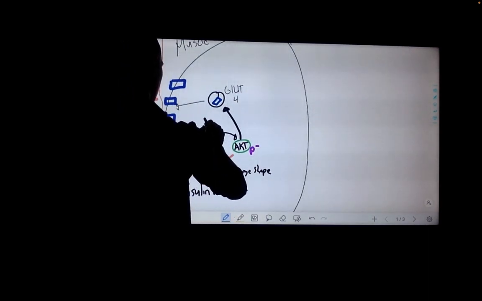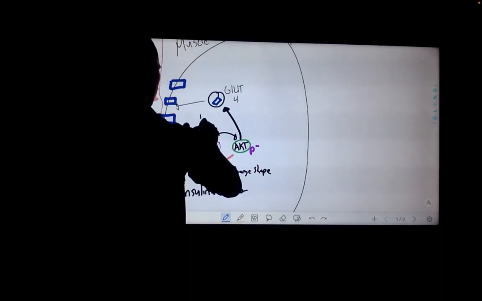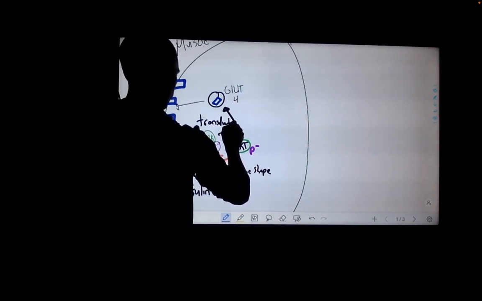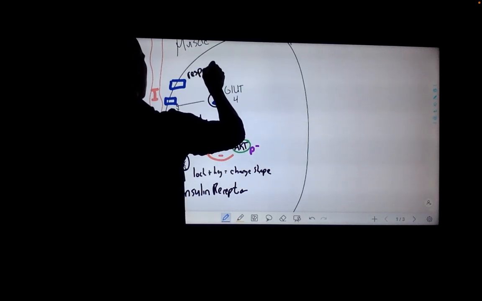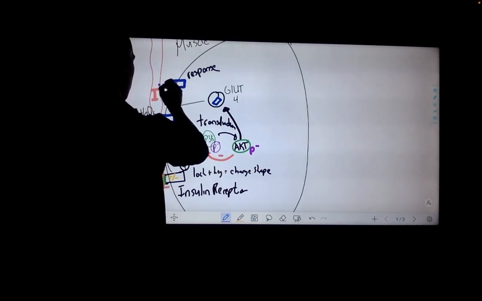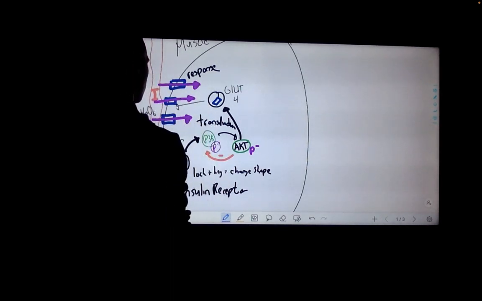What that means is, I think I'm writing the word transduction right now, which is the second step of cell signaling. This is our response. What this means is glucose can now flow into the cells, reducing our blood sugar levels.